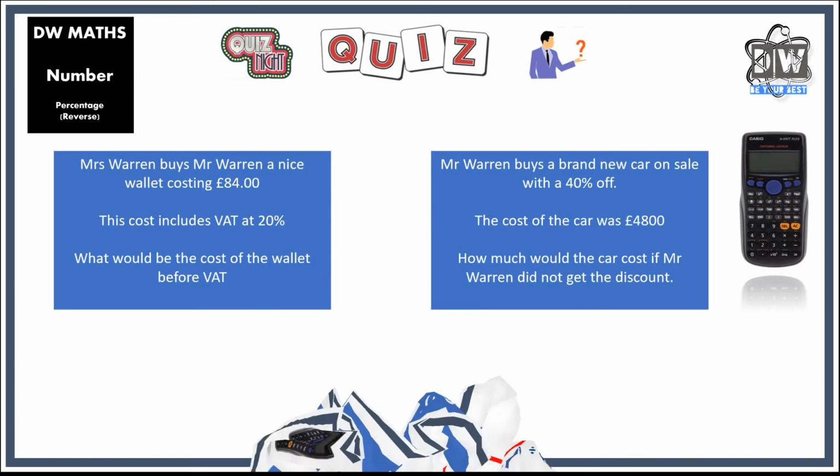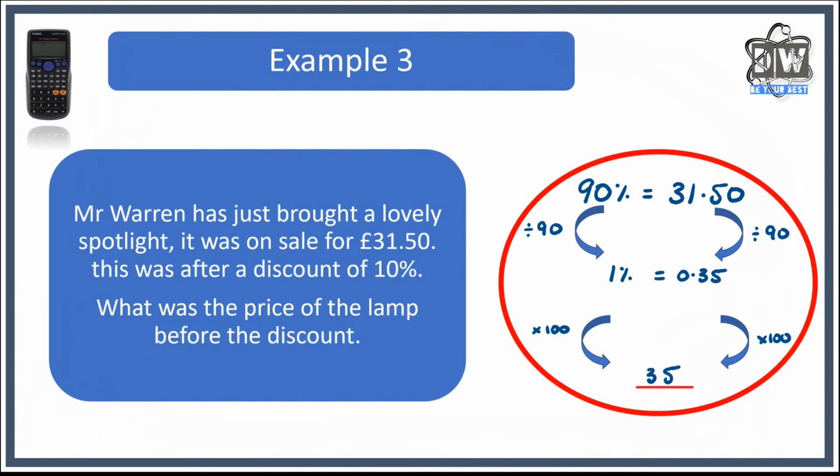Okay, let's just go back a little bit there. That makes perfect sense also. Mr. Warren has just bought a lovely Spotlight. It was on sale, so my new amount's going to be less than my original amount. So I know that I must be onto something there.